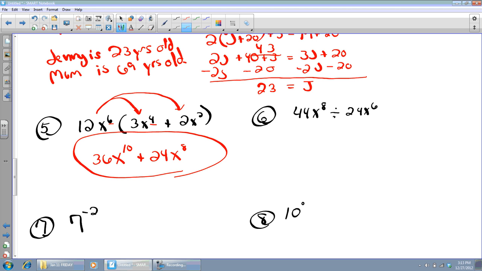You can't solve for x because there is no equal sign. And you can't combine these because they're not like terms. That's x to the 10th and that's x to the 8th. They would have to match for you to be able to combine them.